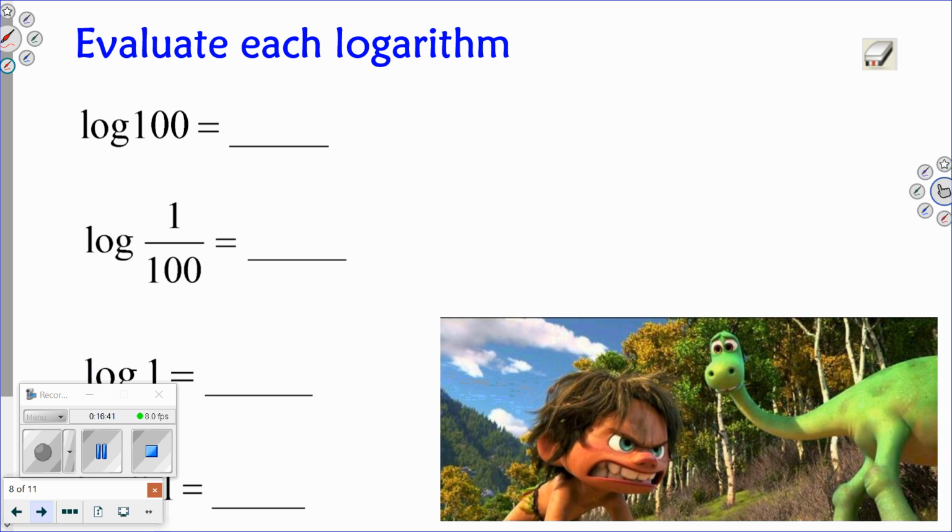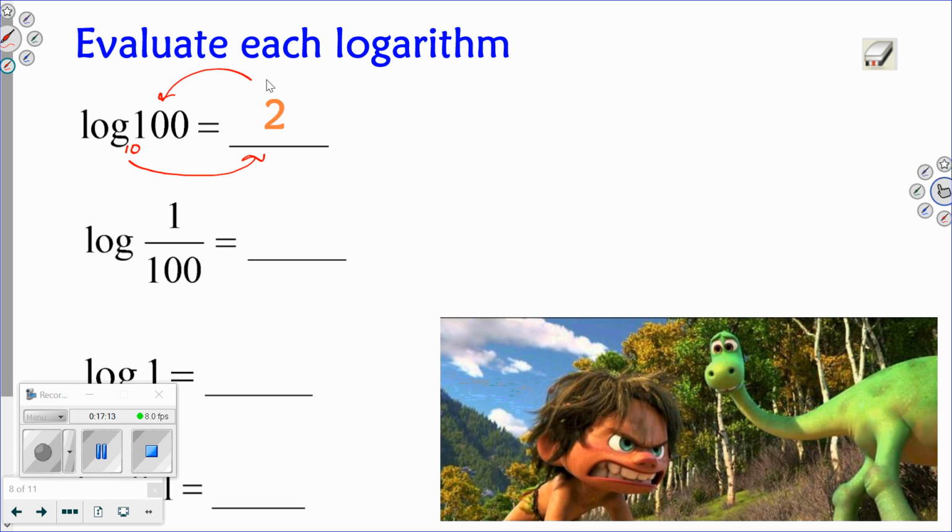So what about log of 100? Can I use my calculator? I can, because that's a base 10. Or if there is no base number, we're assuming it's base 10, and then you can use your calculator. So it's 2. Why is it 2? Tell me what that means. Because it's asking you 10 to what power equals 100? 10 squared is 100.